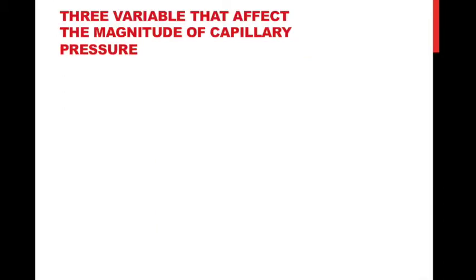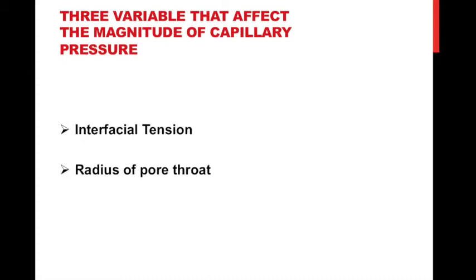There are 3 variables that affect the magnitude of capillary pressure. The first variable is the interfacial tension between hydrocarbon and water, which is a material property. The second variable is the pore throat radius, which is inversely proportional to the magnitude of capillary pressure. And the third variable is wettability, which refers to the liquid that is coating the formation grains. The formation is considered 100% water wet when only water is coating the grains. Capillary pressure effect is maximum in that case.